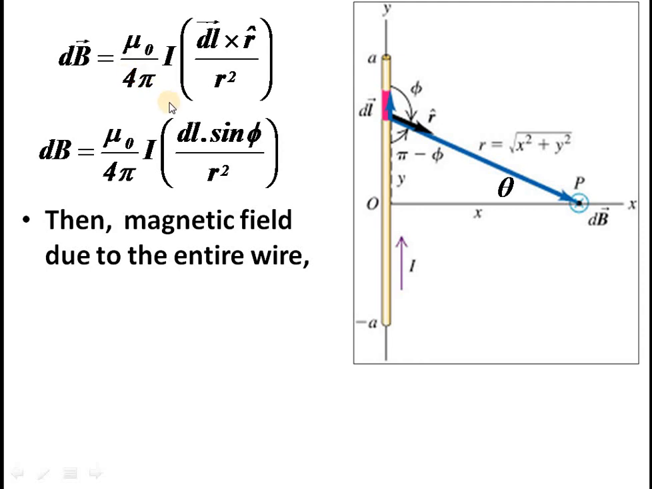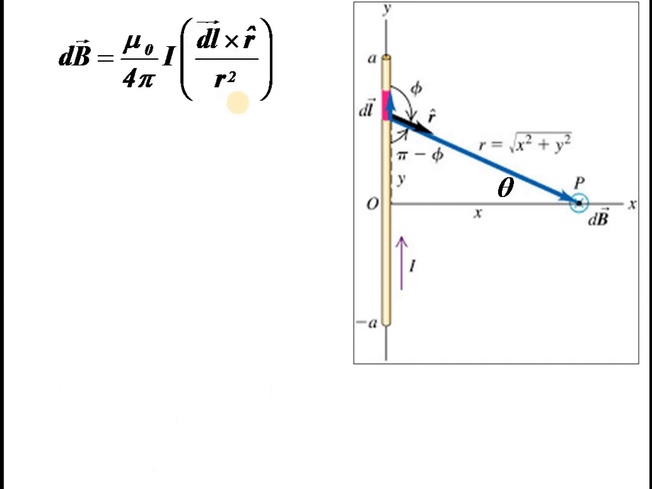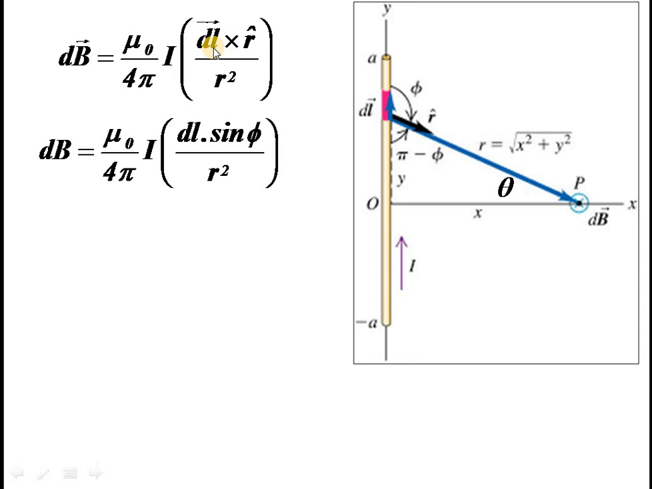So dB is equal to mu 0 by 4 pi I dl cross r cap by r square. So we have the Biot-Savart law here, mu 0 by 4 pi I dl cross r cap by r square. Already we have mentioned that the angle between dl and r cap is phi. So if you take the cross product of dl and r cap, that will give you dl times 1 into sin phi, obviously. So that is dl sin phi by r square.